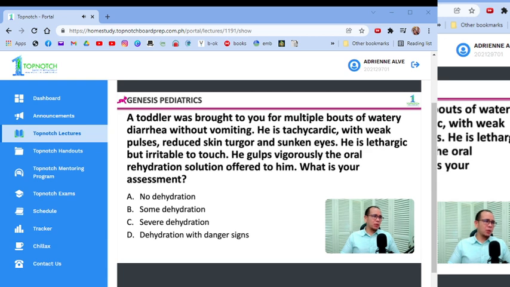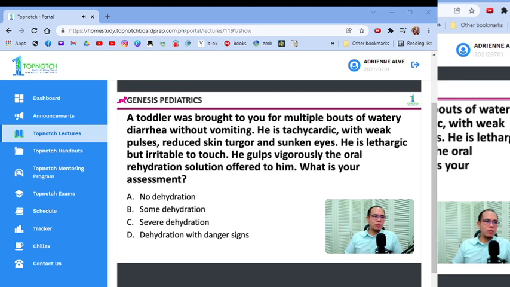So let's go back to the case. So toddler with multiple watery diarrhea without vomiting, you're thinking of rotaviral infection. On examination, he's tachycardic, weak pulses, reduced turgor, sunken eyes, lethargic but irritable to touch. And then when you gave your ORS, your Oresol, he gulped it vigorously. So what is your assessment? You are being asked what the degree of dehydration for this patient is.